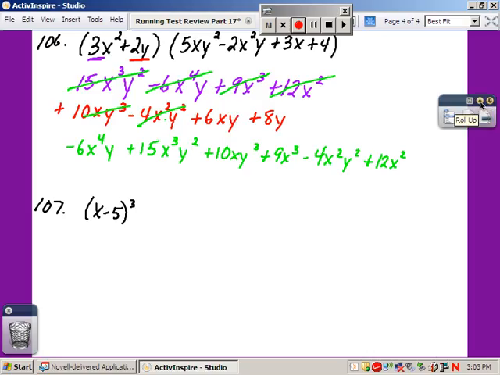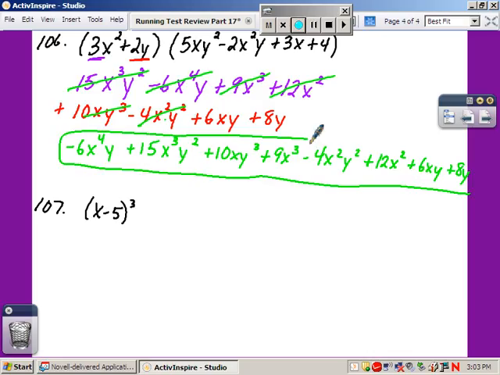So 6xy. And finally, 8y. A really long answer, but not impossible to just take your time. Take a deep breath, go through it step by step.